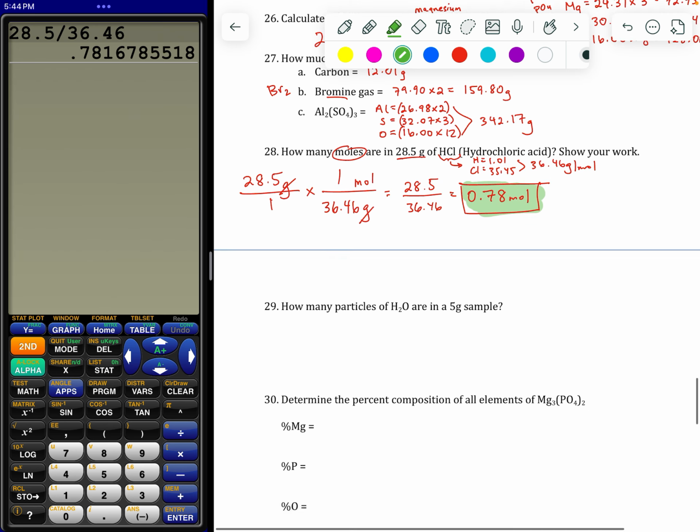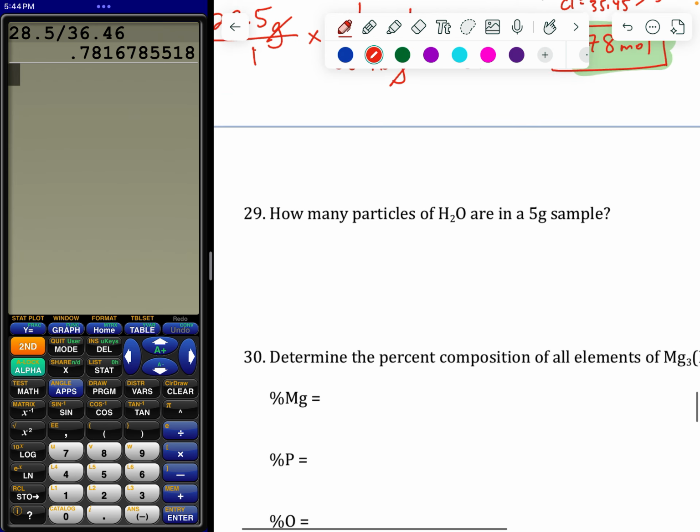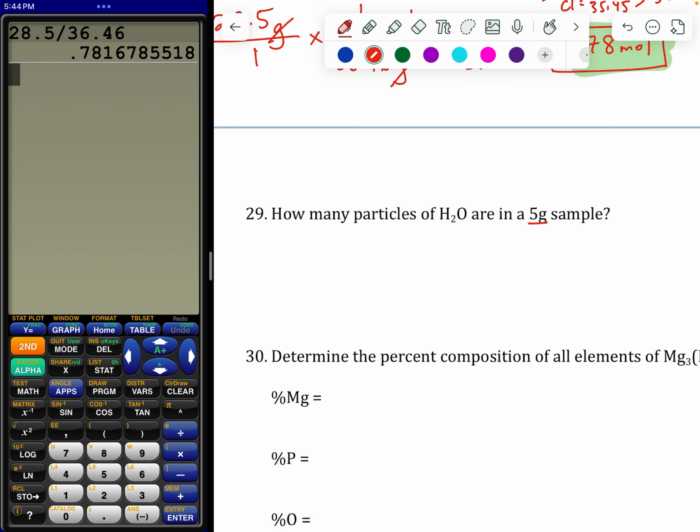All right. How many particles of water are in a 5 gram sample? So I underline what I start with. I circle what I want. 5 grams is what I'm starting with over 1.